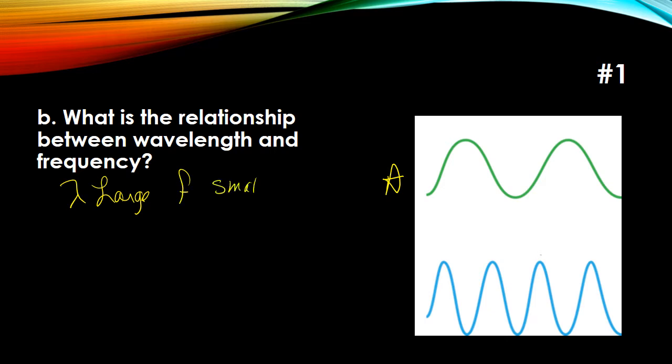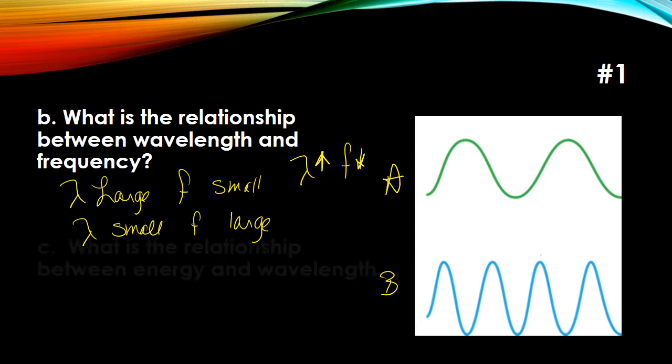The frequency is the number of times it'll pass a certain point. And it's kind of got that lazy river sort of thing, so the frequency is small. If you look at wave B, the wavelength is small, but the frequency is large. So as wavelength goes up, frequency goes down. We call that indirectly proportional.